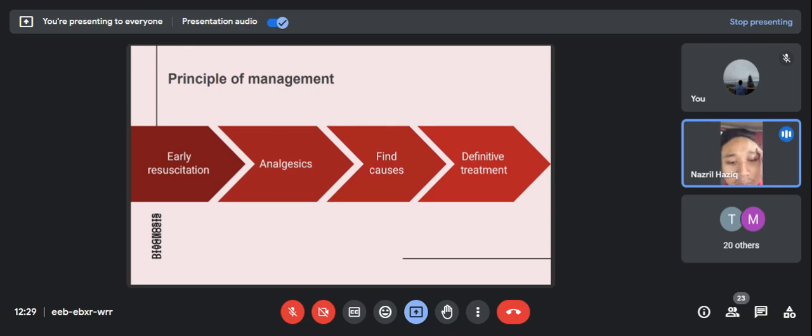So the principle of management in acute abdomen is we know that acute abdomen is an emergency. So in any emergency, early resuscitation is very important, as well as anesthesia. And then we need to find the causes of the acute abdomen, and then definitive treatment. Next.